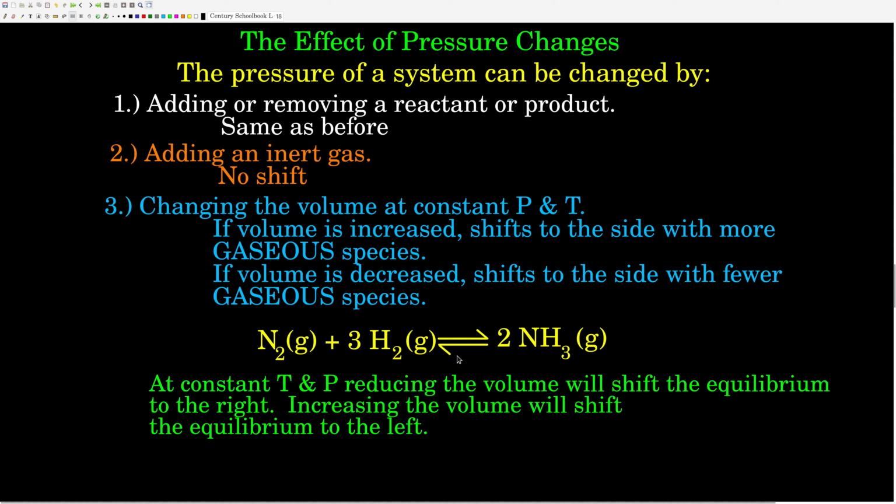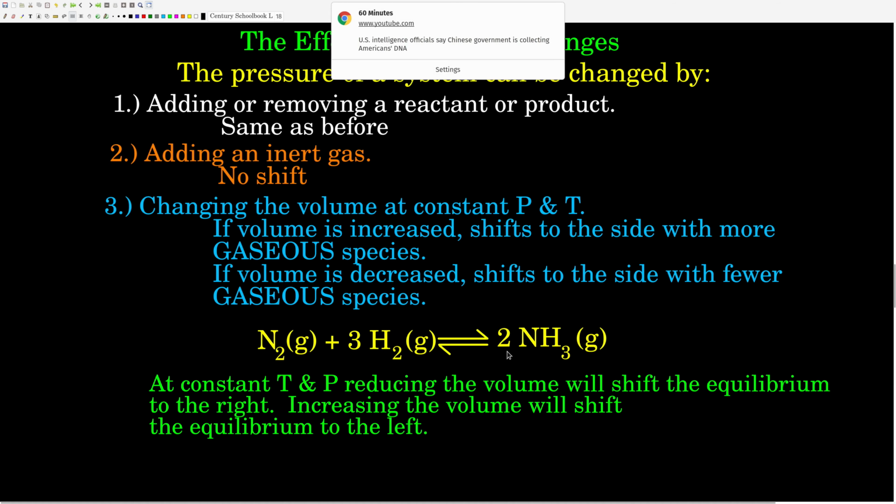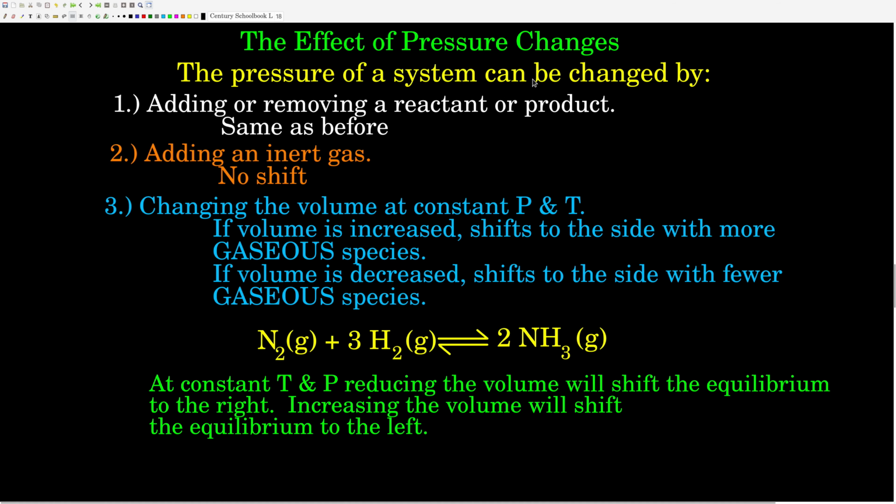If we increase the volume, this equilibrium will shift to the left because that's the side that has more gaseous species. 3 plus 1 is 4, which is greater than 2. This is a useful piece of information. If you're a chemical engineer and you're working on large scales, you can sometimes drastically affect your yield just by reducing or increasing the volume.